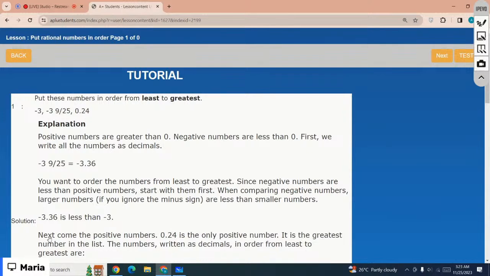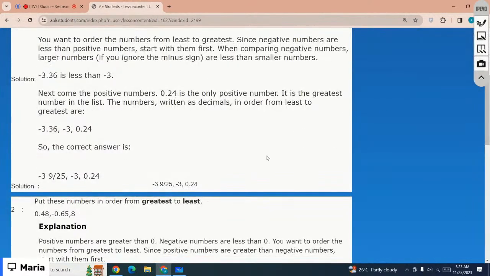And the positive numbers are greater than 0. So let's just see the decimal number negative 3 whole 9 over 25. Let's just convert it into decimal form. So that would be negative 3.36, right? And then you have negative 3. You have to compare negative 3 and negative 3.36, right? So that means negative 3.36 is less than negative 3. And the last number 0.24 is positive. That would be the last number. So the numbers are negative 3.36, negative 3, and 0.24, right?